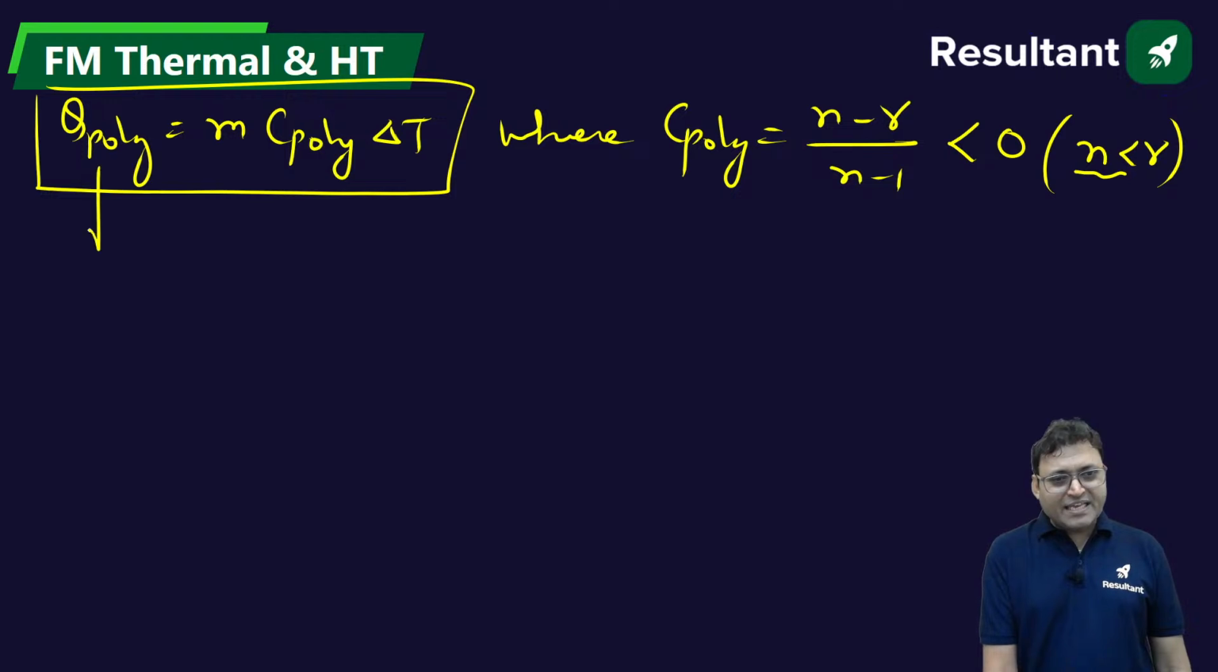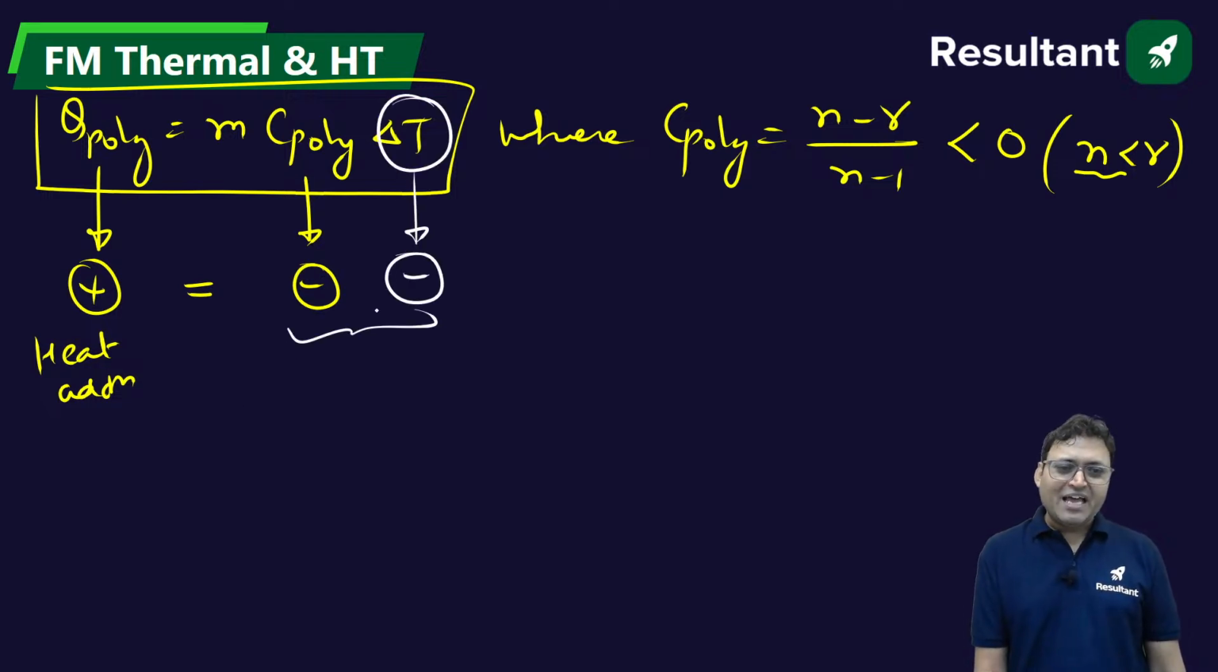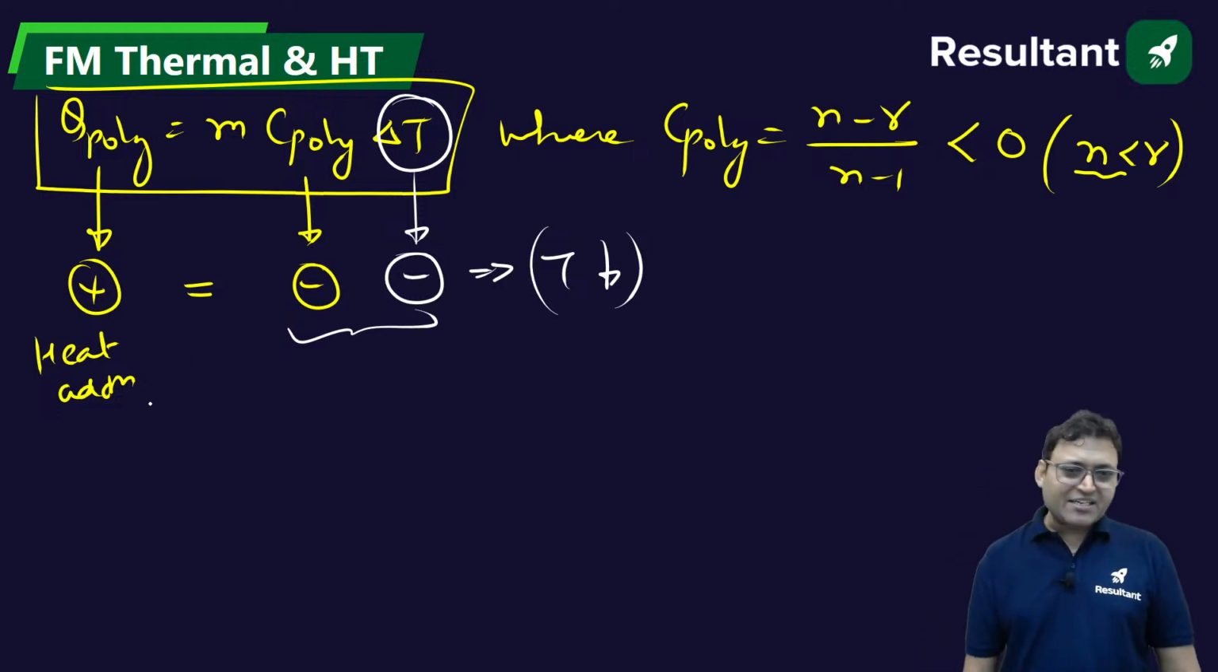So if Q is positive, and C poly is already negative, then heat addition is taking place. If heat addition is taking place in a polytropic process, then delta T should also be negative, isn't it? Then only that will become positive. So delta T is negative means temperature is decreasing. When heat is added to the system, temperature will decrease. So the assertion is true.